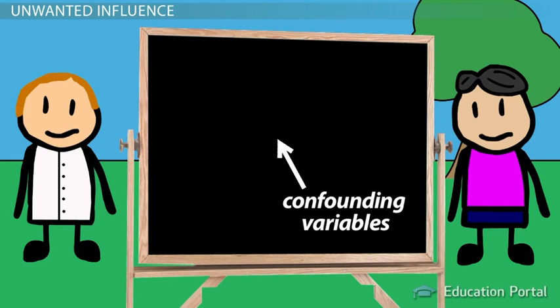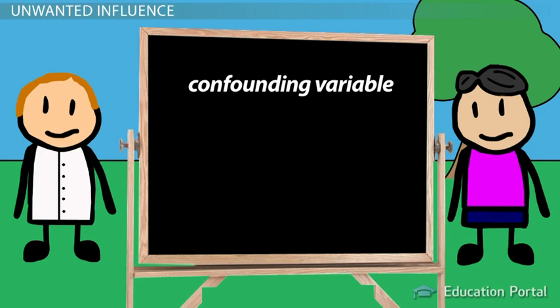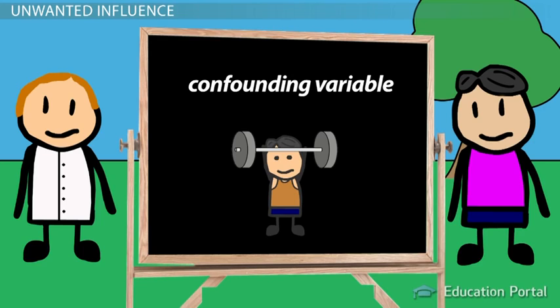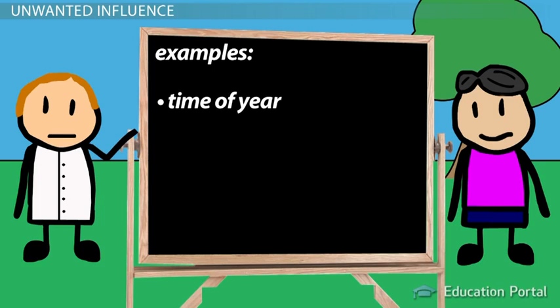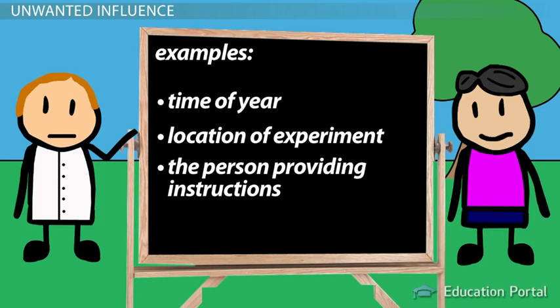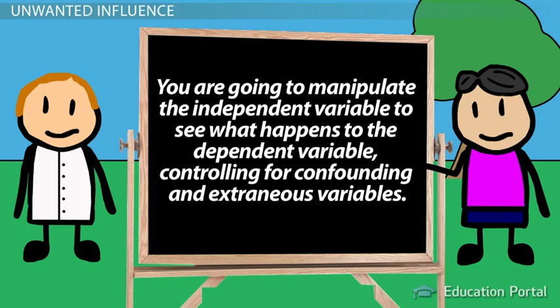Confounding variables are a specific type of extraneous variable. Extraneous variables are defined as any variable other than the independent and dependent variable. So a confounding variable is a variable that could strongly influence your study, while extraneous variables are weaker and typically influence your experiment in a lesser way. Some examples from our ball throwing study include time of year, location of the experiment, and the person providing instructions. Our scientific sentence is now, you're going to manipulate the independent variable to see what happens to the dependent variable, controlling for confounding or extraneous variables.